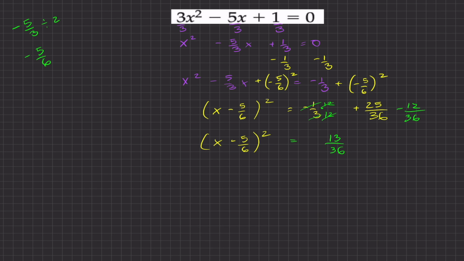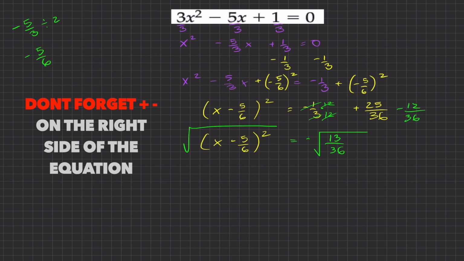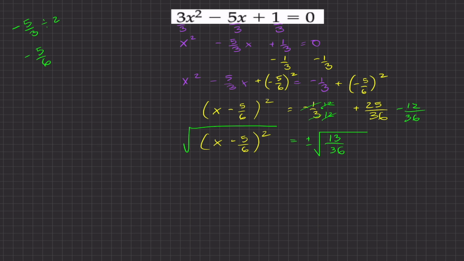So if you made it this far and you understand it from here, it's not even that bad from here. To get rid of that square, we just got to square root both sides. And I almost forgot this in the last episode. Don't forget to put this plus or minus here. That's going to knock out my square, and now I'm left with x minus 5 over 6. And on the right side, if you got a square root, you can split it up like this.